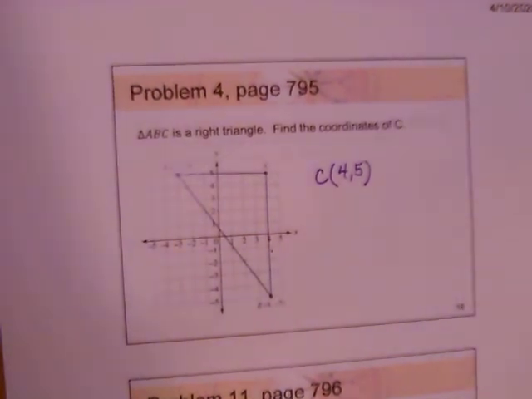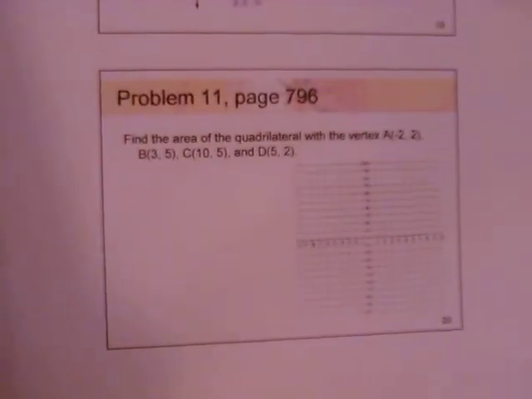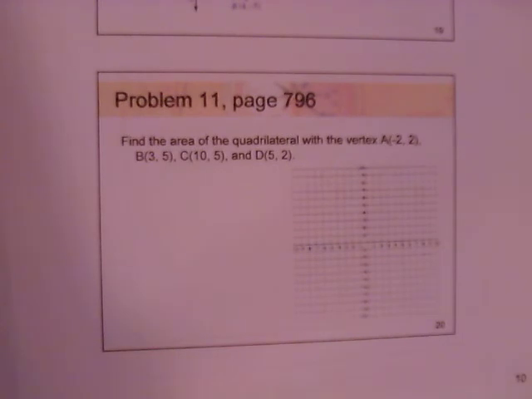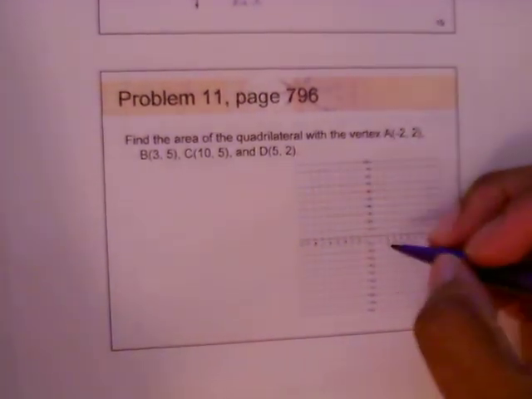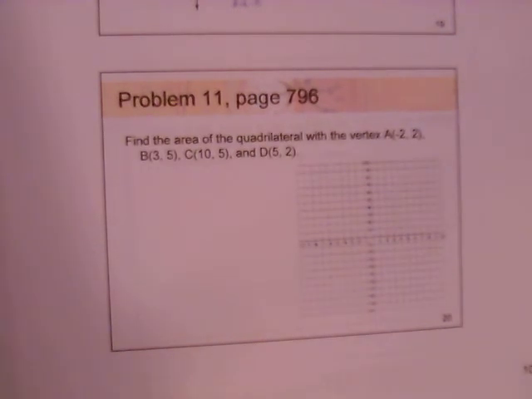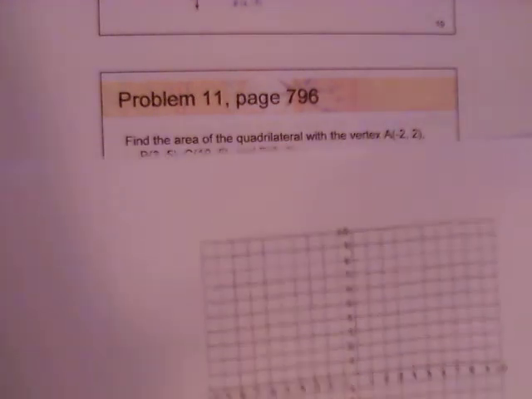All right, let's take a look at problem number 11 on page 796. Here you're going to find the area of the quadrilateral with the vertices A, which is negative 2, 2. B has the coordinates 3, 5. C has the coordinates 10, 5. And D has the coordinates 5, 2. Okay, so in this case, let's plot this on the coordinate plane, and I'm going to use my own graph paper that I have here.